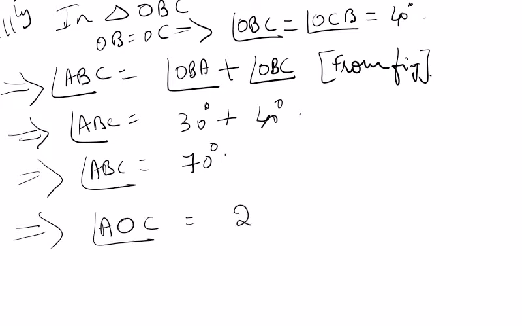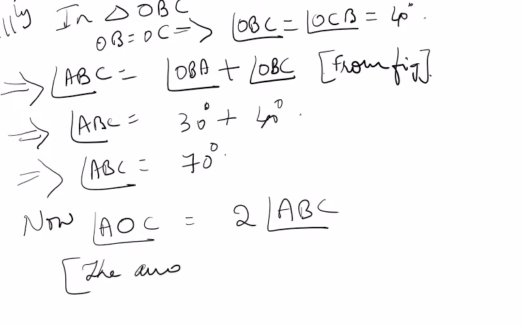So this implies angle AOC is equal to twice angle ABC. Why? This is not implies, this is a fact. Now, angle AOC is equal to twice angle ABC, that is 2 into angle ABC. The reason is the theorem.